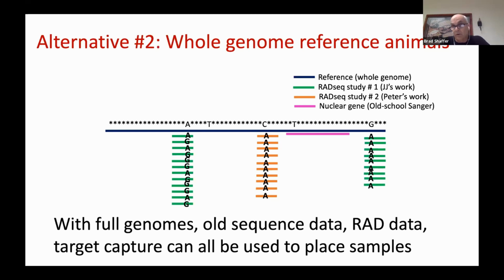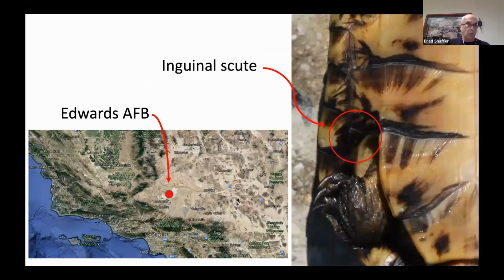And in addition, if you had, say, old animals that are no longer around, but where someone did some old school Sanger sequencing on them, you could, in retrospect, map those back to those reference animals as well. Any genetic data you have, you can map them back. So how might this work?